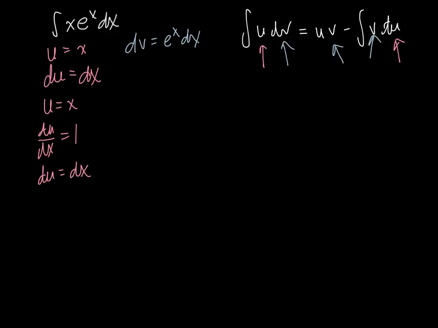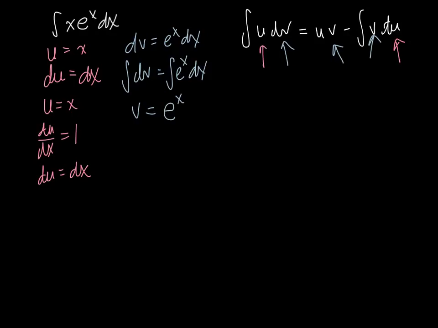Then on the other side here, we have dv, and we want v. Well, how do we find v? Well, we integrate both sides. So we went from u to du, we differentiated both sides. To go from dv to v, we integrate both sides. And the antiderivative of dv, or 1 dv, is just going to be v. And the antiderivative of e to the x is e to the x. So now I have all the parts that I need.